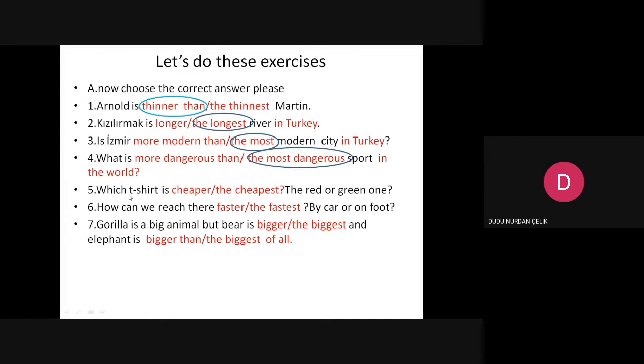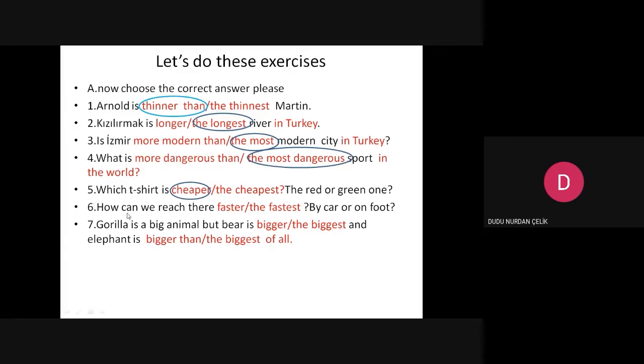Look at the fifth exercise. Which t-shirt? Which is a question for choosing. We choose one. And look at the sentence here. The red or green one. We have two choices, red and green t-shirt. Choosing two. When we see two, we understand that it's comparative and we say cheaper. Which t-shirt is cheaper? The red one or the green one?